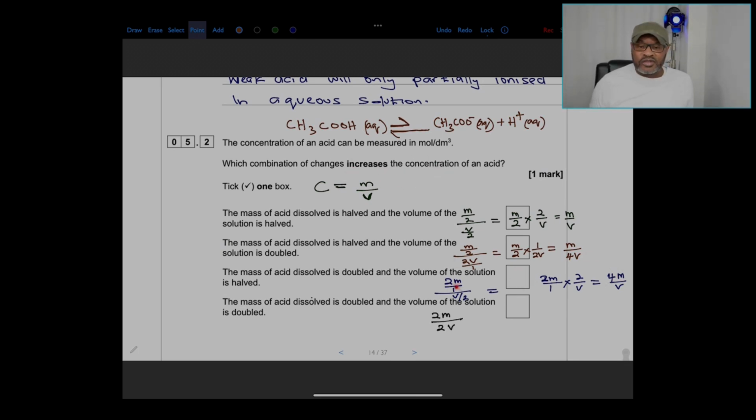Well, what about this one here? This one says the mass of the acid dissolved is doubled and the volume is also doubled. So that'll be 2m over 2v, and the 2 will cancel out.